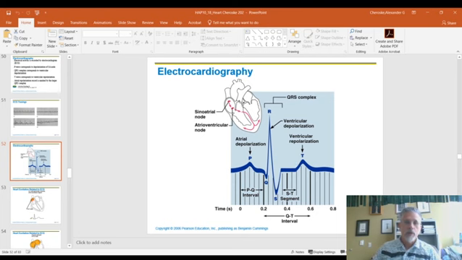So that should do it for the heart. We will move on to doing the blood vessels on the next one.